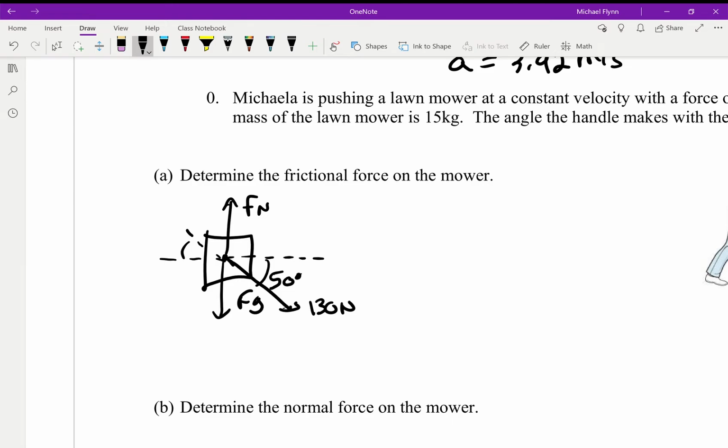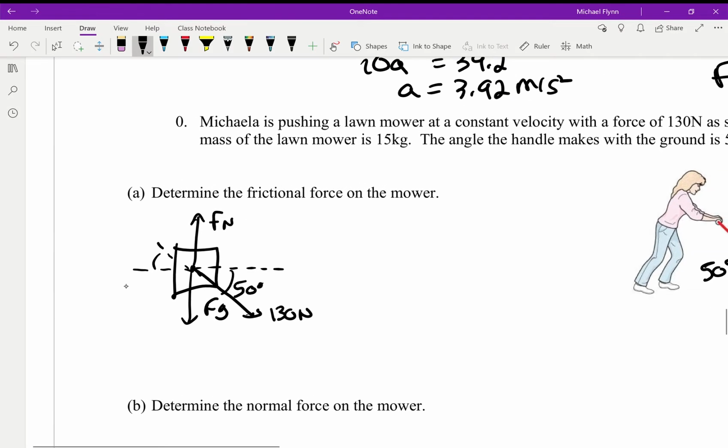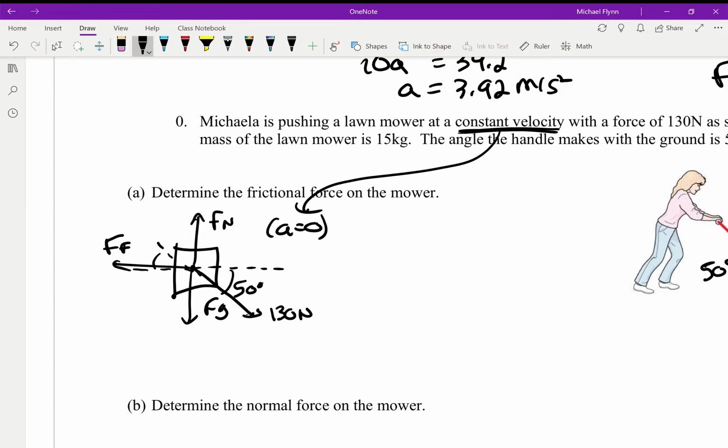Okay, there must be friction too because it says it's a constant velocity, so therefore there has to be a frictional force opposing us, otherwise it would accelerate. But here, there is no acceleration because it's constant velocity. That's how we know that. A lot of students will miss that.